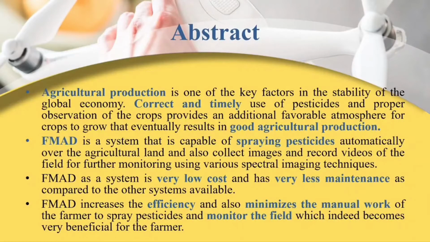In order to do this, we have developed a system, FMAD. FMAD is a system that is capable of spraying pesticides automatically over the agricultural land and also collecting images and recording videos of the field for further monitoring using various spectral imaging techniques. FMAD as a system is very low cost and has very less maintenance as compared to other systems available. FMAD increases the efficiency and also minimizes the manual work of the farmer to spray pesticides and monitor the field, which indeed becomes very beneficial.